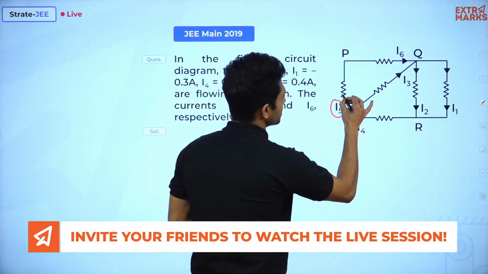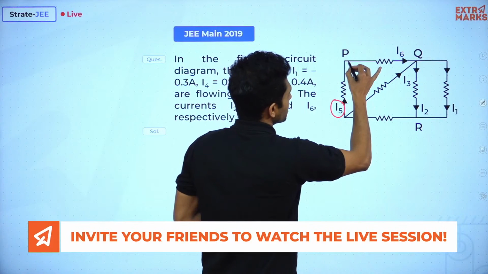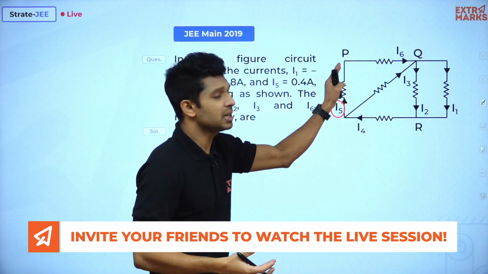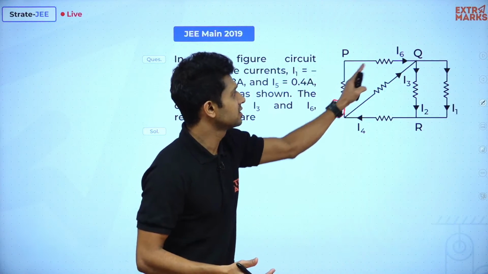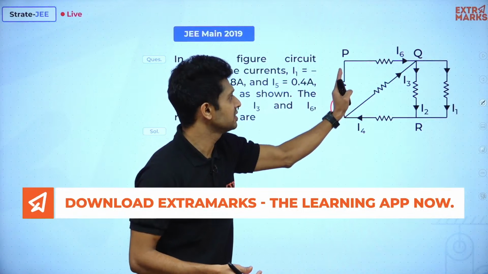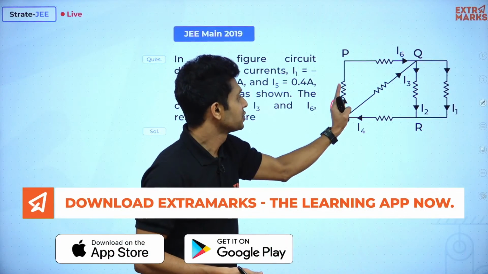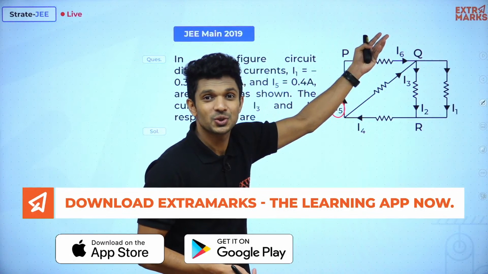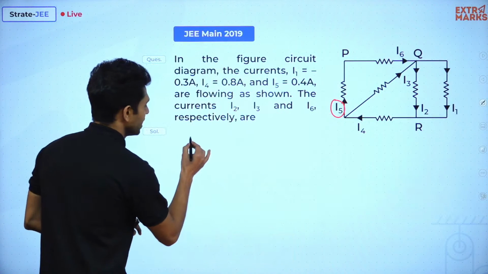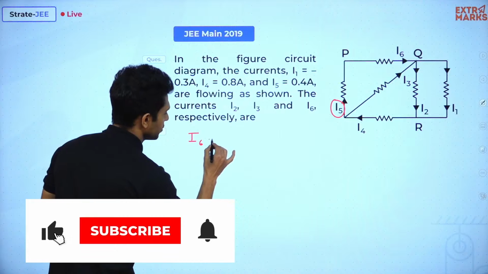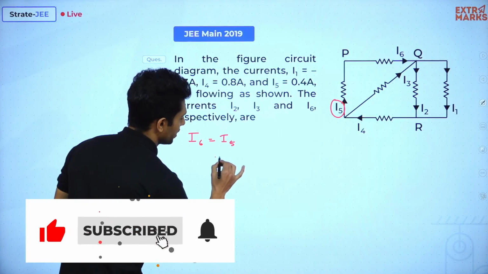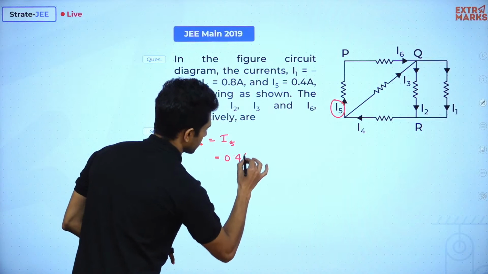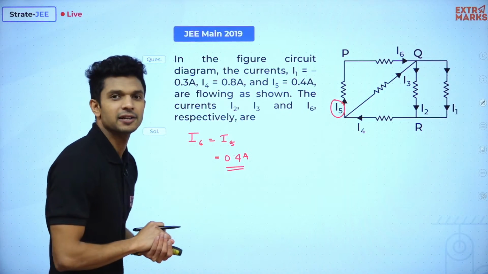I5 is the current passing through this branch. As the branch is not distributing, it's the same current which passes through this resistor and this resistor, right? Obviously, you can see that the current is not getting distributed. So whatever is the value of I5, same will be the value of the current I6 also, yes or no? So I can write the value of I6 will be equal to the value of I5, and what's the value of I5 given? 0.4. मिल गया तो मिल गया, आंसर तो मिल गया.